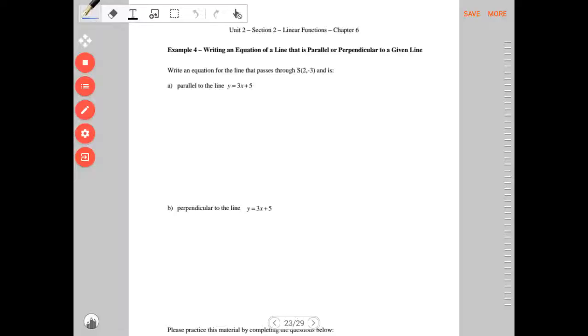Okay, next up, example 4, writing an equation of a line that is parallel or perpendicular to a given line. Write an equation that passes through (2, -3) and is parallel to the line y equals 3x plus 5. The first thing we have to do is recognize that this line has a slope of 3. That isn't the line I want, that's the line given to us. If it's parallel, remember, parallel slopes are the same, so the slope is also 3. Really, this question is asking for a slope of 3 through the point (2, -3).